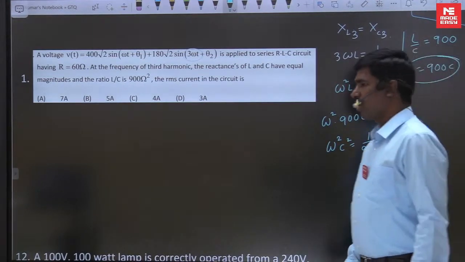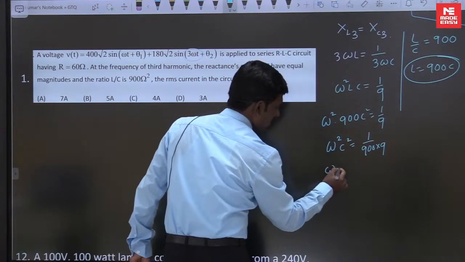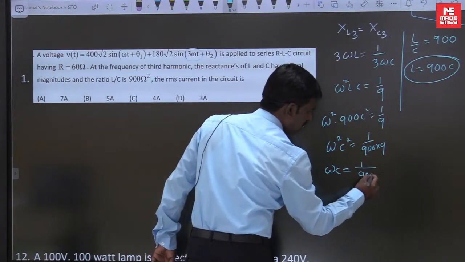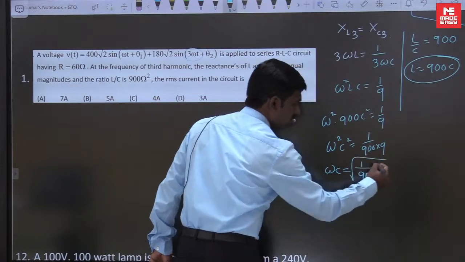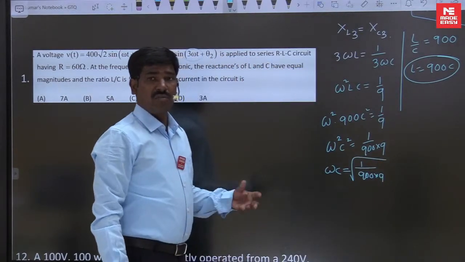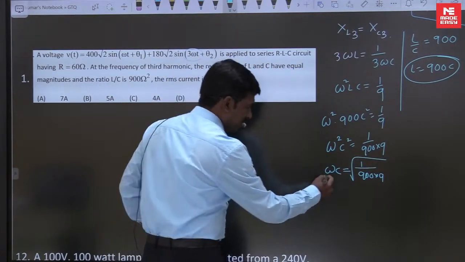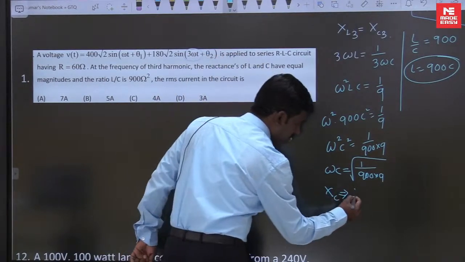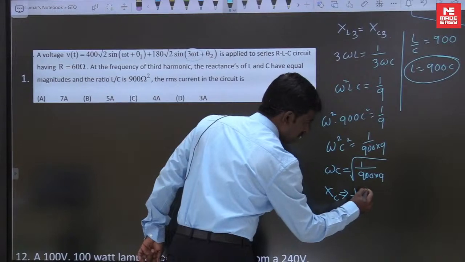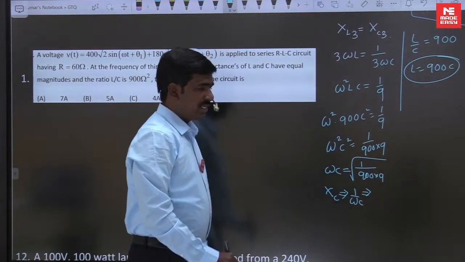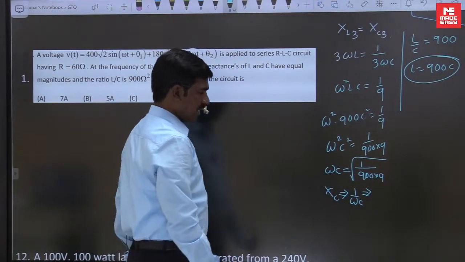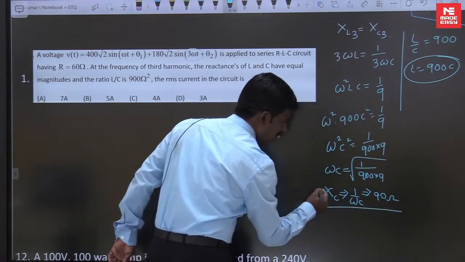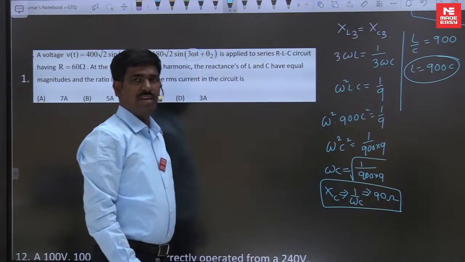Find the value of omega C. Omega C is equal to the square root of 1 by 900 into 9. XC is equal to 1 by omega C. Reversing it, XC comes out to 90 ohms. The XC value from this information is 90 ohms.